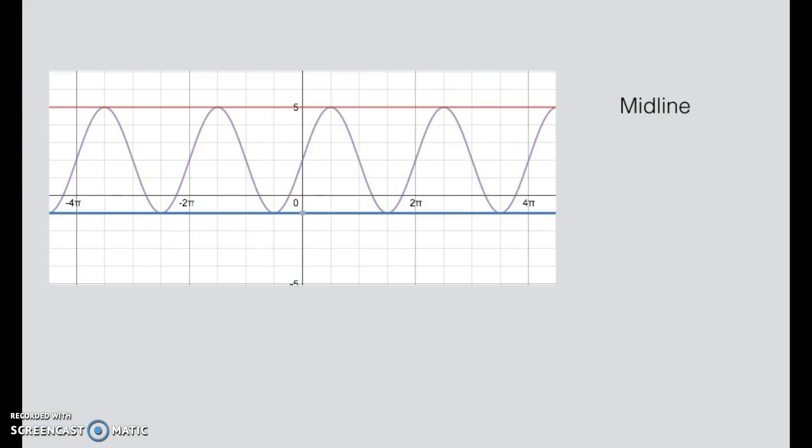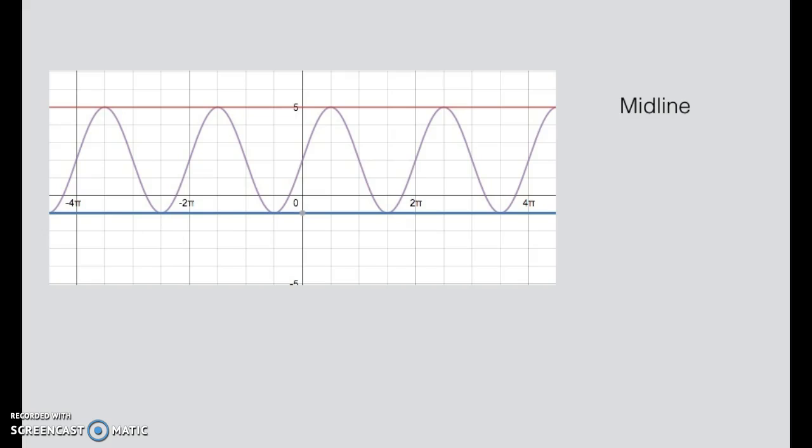First, we'll figure out what the midline is. To figure out what the midline is, we first have to identify the highest and lowest points of the function. In our function, the highest point is 5. And the lowest value is -1. So, what is halfway between 5 and -1?